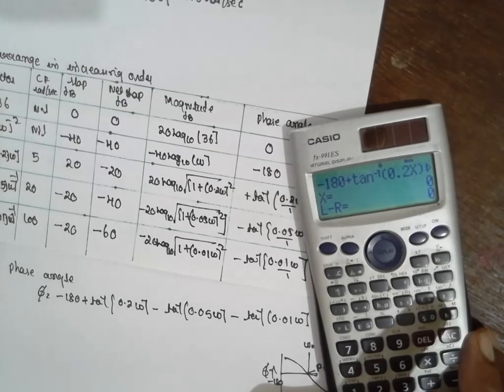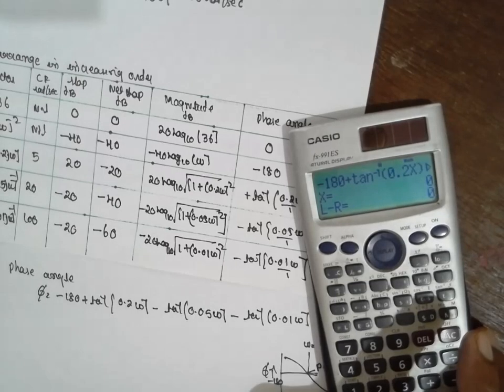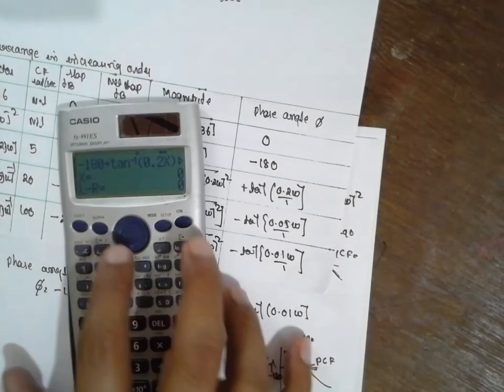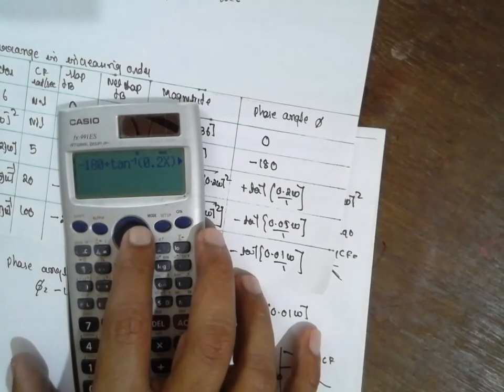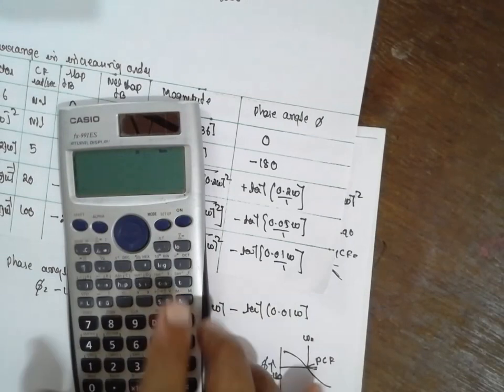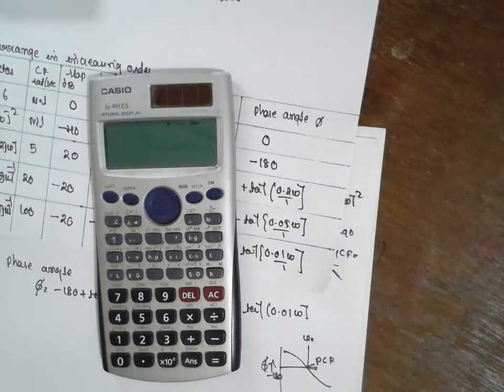It should be... what's the problem occurring here? Everything is fine here. -180. Everything is fine, even though it's not getting it.